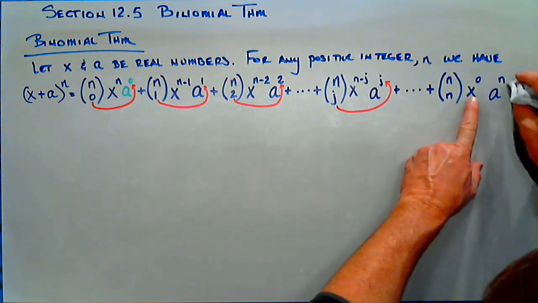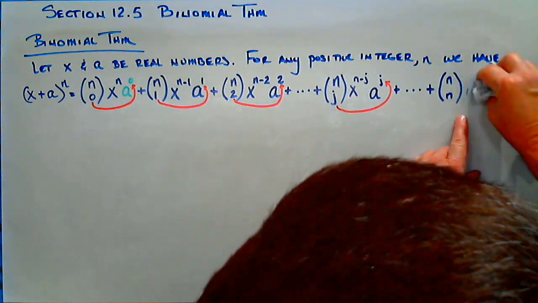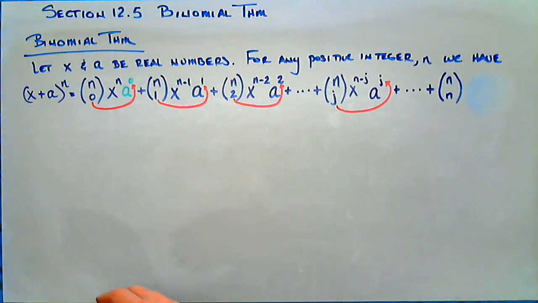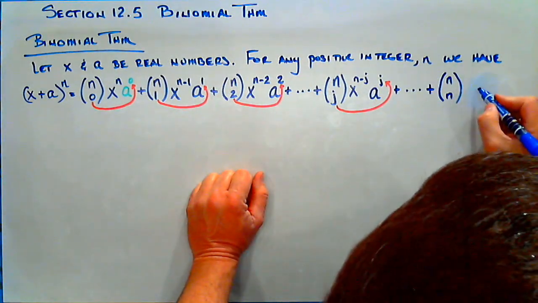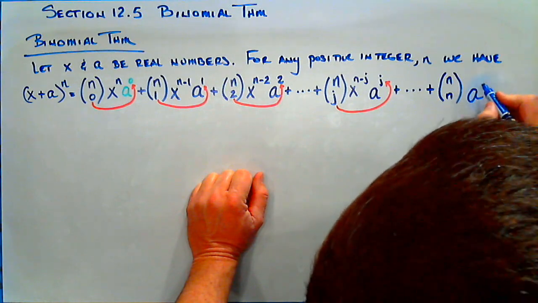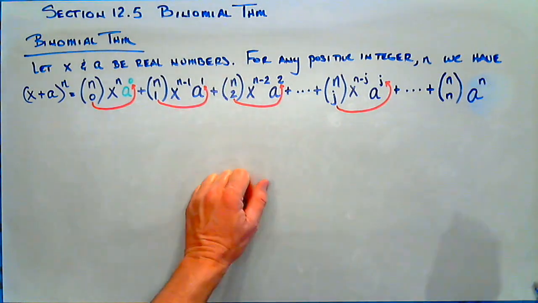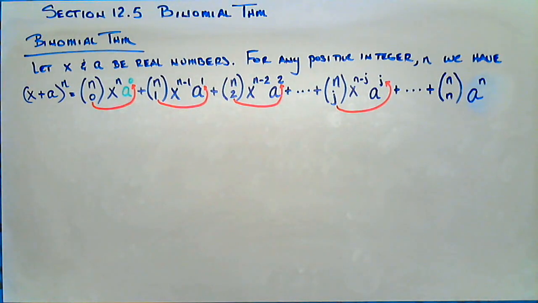But we know x to the 0 is really not, we don't write that down. x to the 0 is 1. So our last term doesn't have an x, right? So this is the binomial theorem. It's not here to confuse us. It's not here to worry us or to scare us, right?